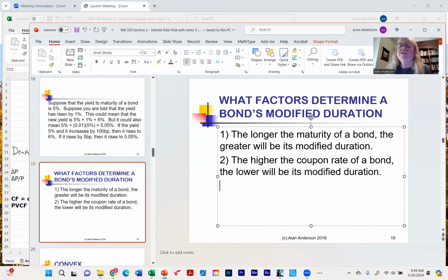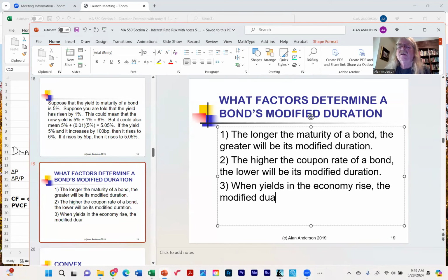Also, in general, when interest rates in the economy are higher, when yields are higher, the modified durations of bonds tend to fall. Okay. But again, we'll discuss these as we go along.